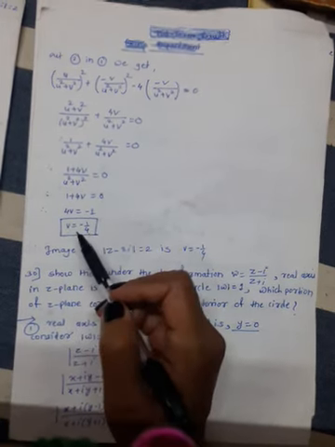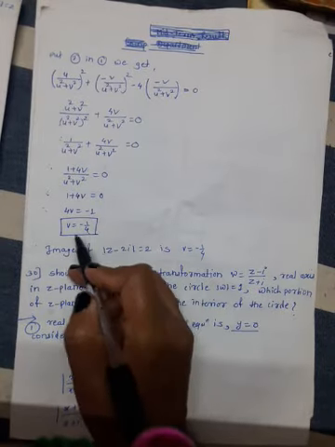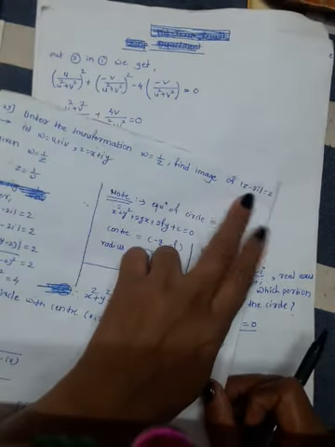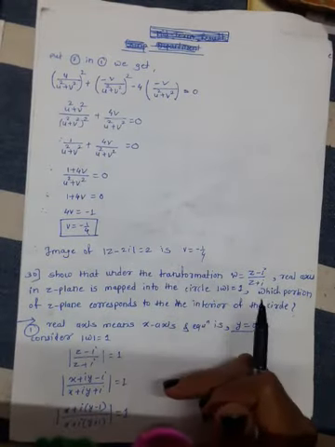Now what is this? This is the answer. It is a straight line. The image of this circle is this straight line. This is a straight line like this.